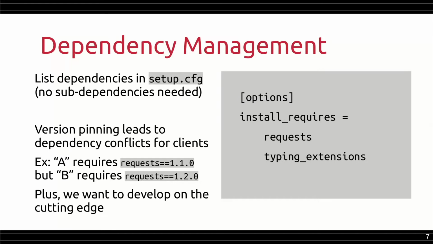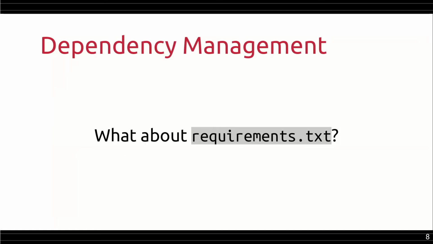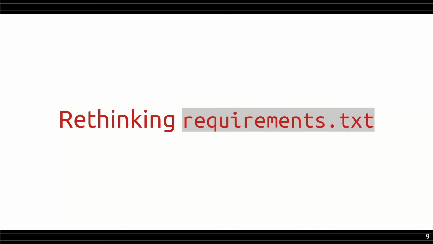Plus, right, we want to develop on the cutting edge. So we don't really want to be pinning our dependencies anyways. So what about requirements.txt? If we're putting all of our dependencies in our config file, then what are we doing with this file? We decided to rethink it.